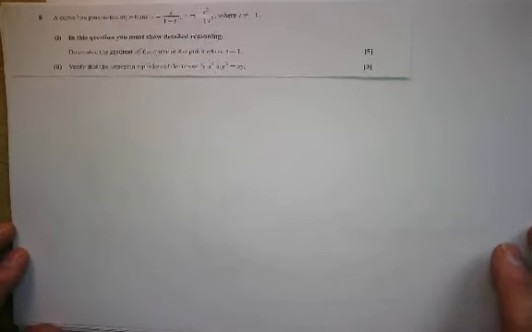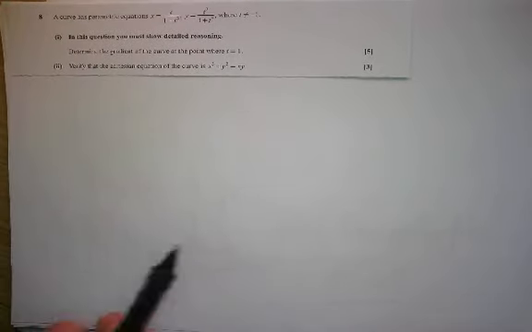So we're looking at question 8 now. A curve has parametric equations x equals t over 1 plus t cubed and y equals t squared over 1 plus t to the power 3, where t does not equal -1. And it says in this question you must show your detailed reasoning. And also it says determine the gradient of the curve.